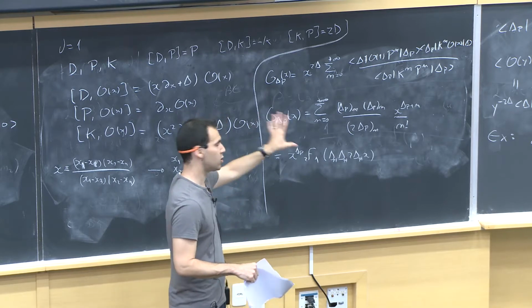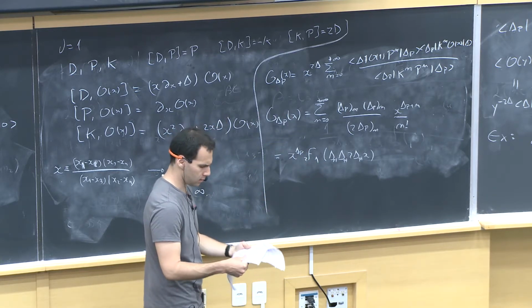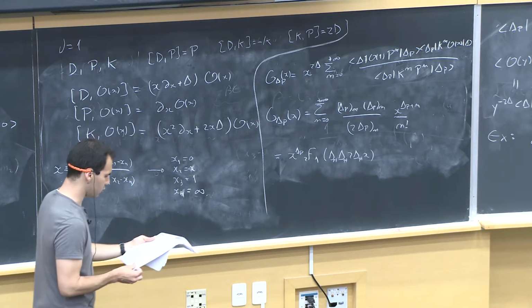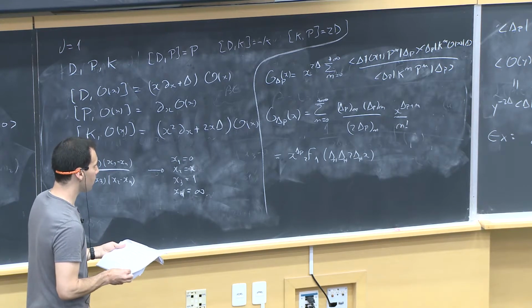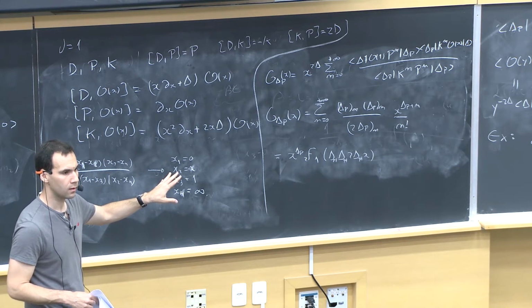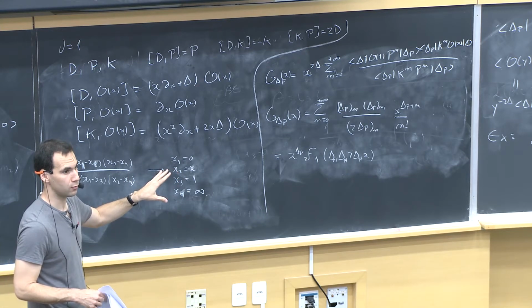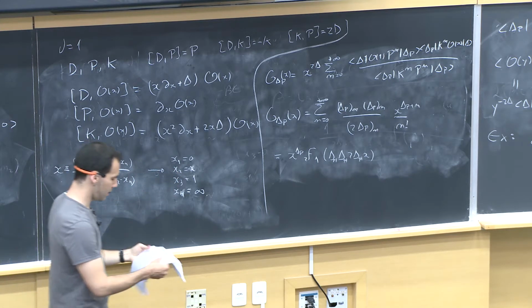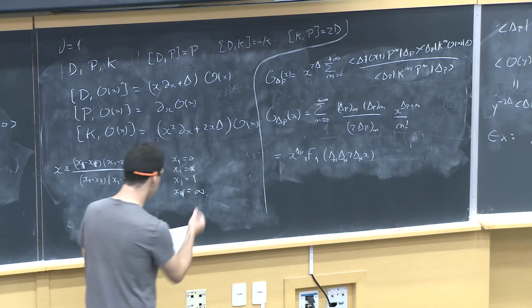Okay, so this is not as trivial a computation as it looks. It turns out to be actually useful. Okay, so this is method 1 for computing conformal blocks. This is not the way you want to do it. But it does work.